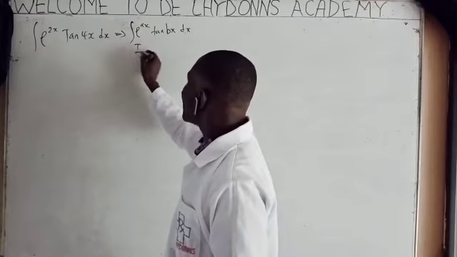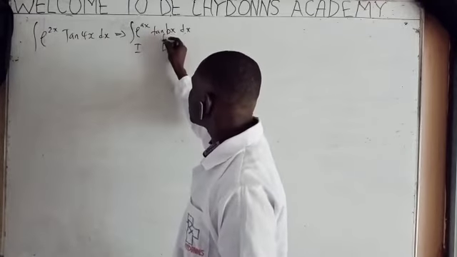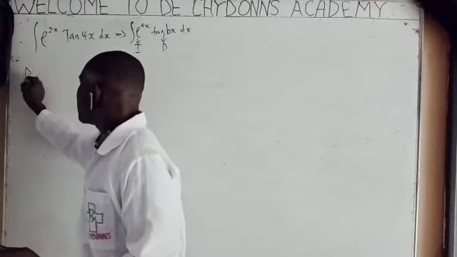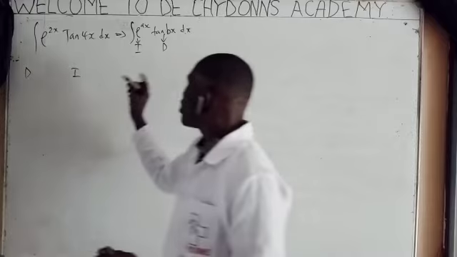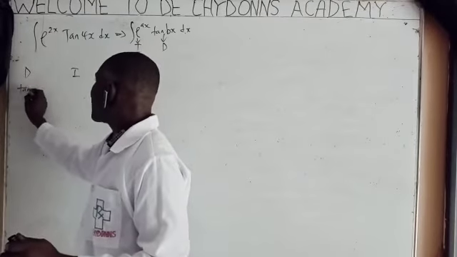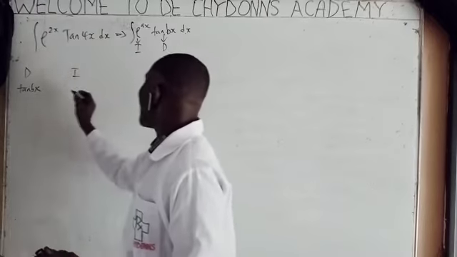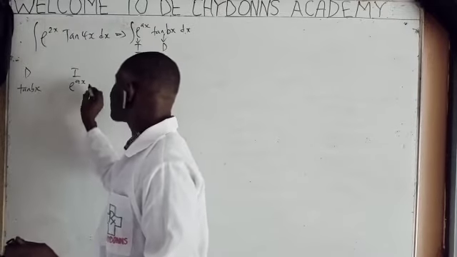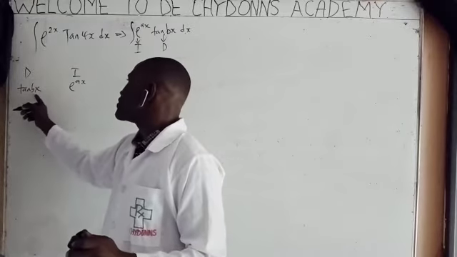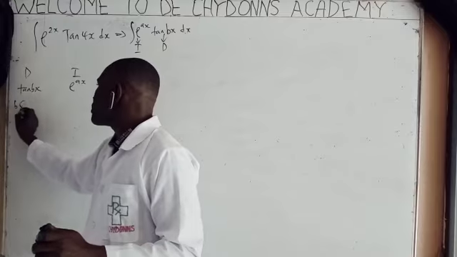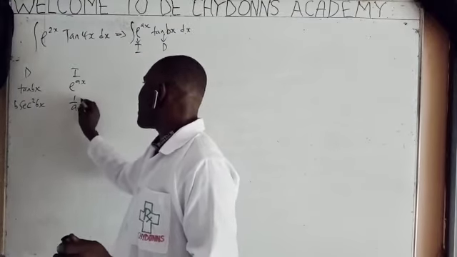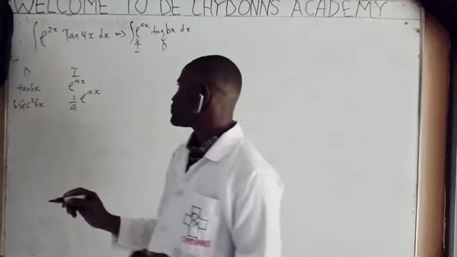Call this your I and call this your D. Now see what we mean. D, I. You use the tabular method to integrate. We now say D is what? Tan bx. I is what? Exponential ax. Now, this means differentiate this. It will be giving you b sec square bx. Integrate this: 1 over a exponential ax.